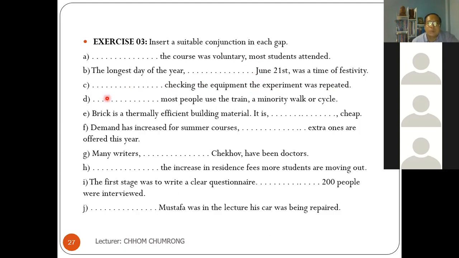Before you the train a minority walk or cycle. What do you put here? Although more people use the train, a minority walk or cycle. Okay. You can also use while or whereas. Brick is a thermally efficient building material; however, or even though, never the lack of money. On the contrary, the money.